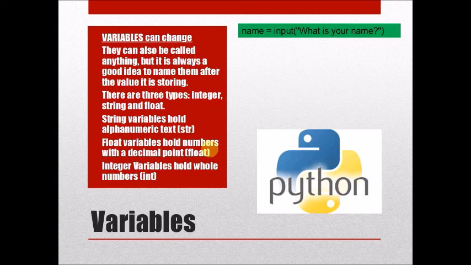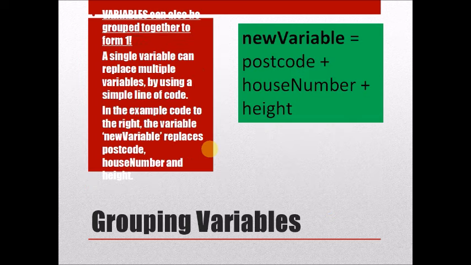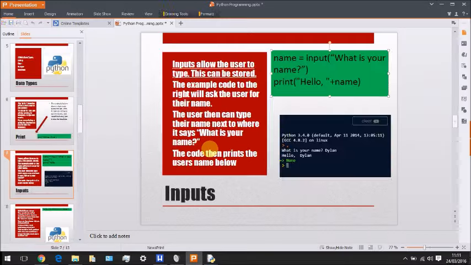String variables hold alphanumeric text, and str is the short for it in the code. Float hold numbers with a decimal point, and you just call them float in the code. And integer variables hold whole numbers, int. So name equals input, what is your name, is an example.